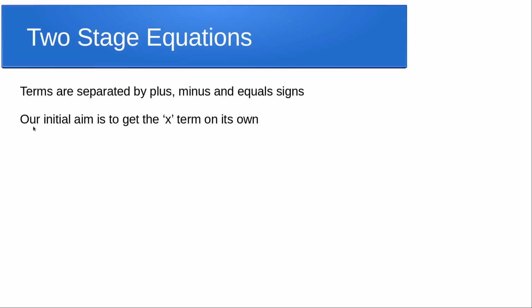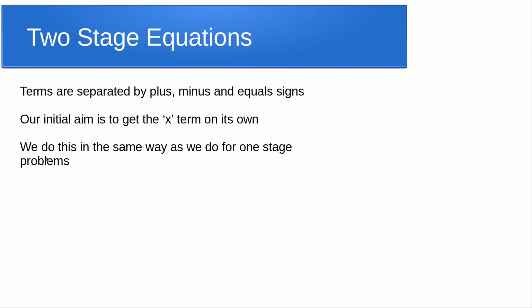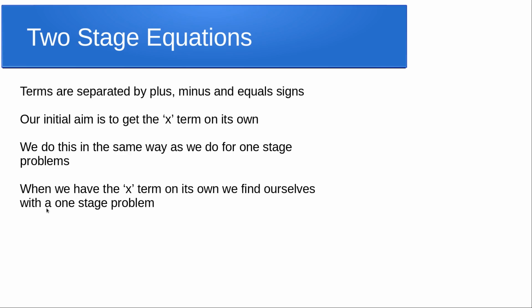So our initial aim is to get the x term on its own. With one-stage equations, the idea is to get the x on its own, but this time it's the x term, so that will be everything that contains the x. Then we get that on its own in the same way as with one-stage equations, by saying what is it that we do to the x term, and then we do the opposite to cancel that out. When we've got the x term on its own, we'll find ourselves with a one-stage equation which we already know how to solve.